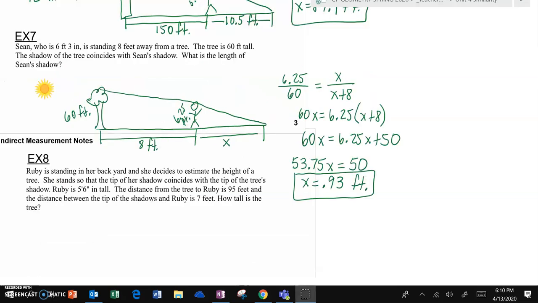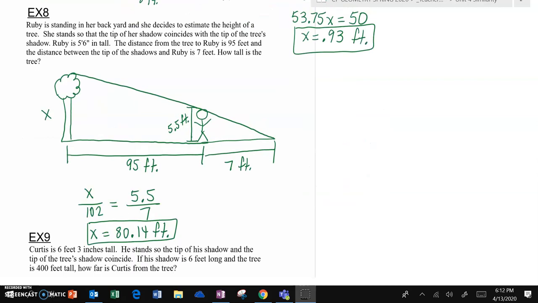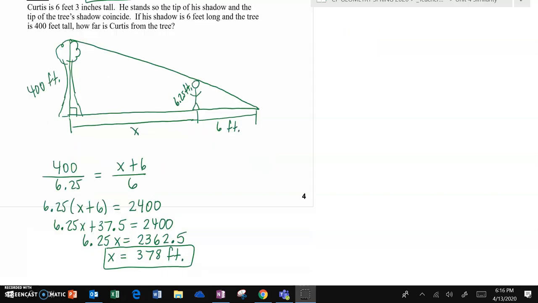Okay, so for number 7, as you can see, I drew my diagram, labeled it, set up my proportion, and solved. And I was able to find the length of Sean's shadow to be 0.93 feet. Okay, now I'd like you to try number 8. Okay, so now number 8 should be complete, and the tree should be approximately 80.14 feet. Okay, so we have one more problem to do. I'd like you to try number 9, and then we will discuss it.